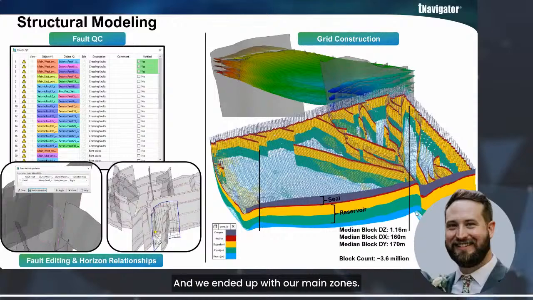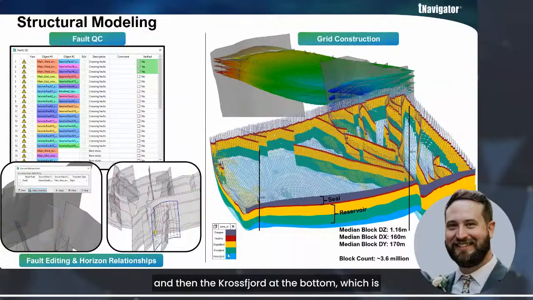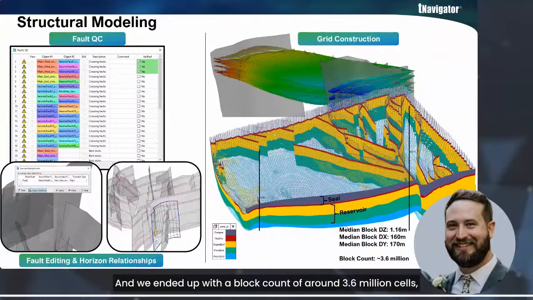And we ended up with our main zones, right? So we have our Dropney and our thinner Heather zone as our seal. Then our main reservoir zone is the Sognefjord and Fensfjord, and then the Crossfjord at the bottom, which is really ignored for the purposes of this project, but it is a potential injection target as well. And we ended up with a block count of around 3.6 million cells, so a larger model for the simulation side of this.